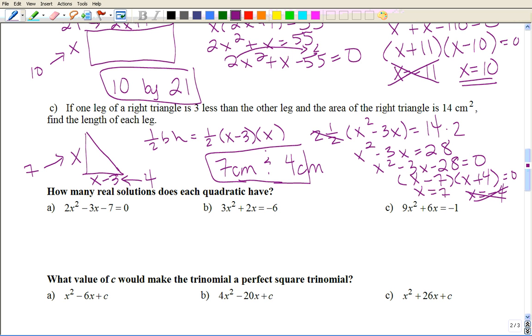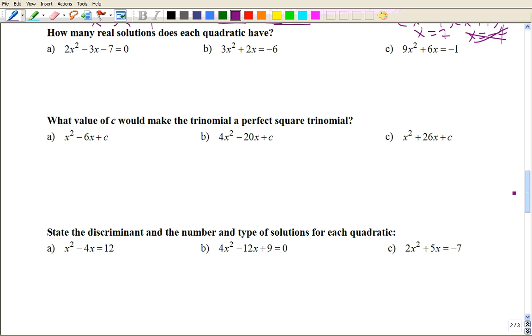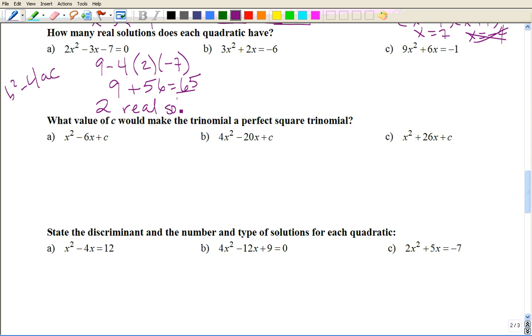Okay. Now for the next part. How many real solutions does each quadratic have? For these, we can just look at the discriminant, which is b squared minus 4ac. So here we would have, for b squared, 9, minus 4 times a, which is 2, times c, which is -7. So we get 9 plus 56, which equals 65. Because it's positive, that means we have 2 real solutions.